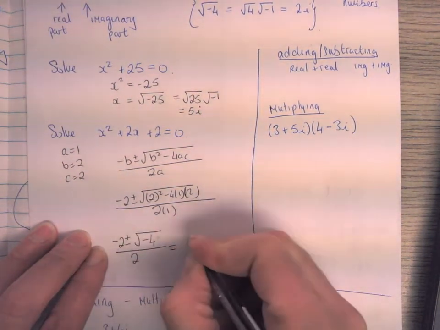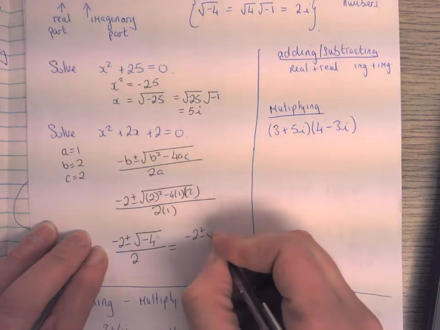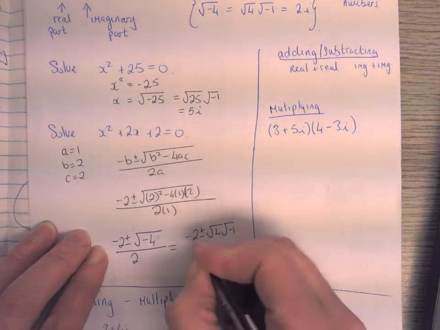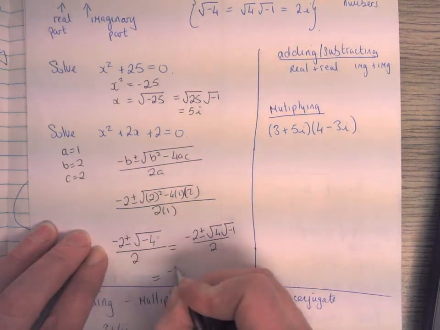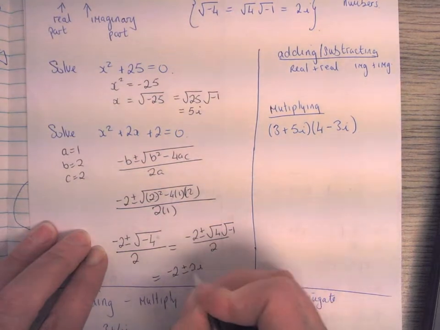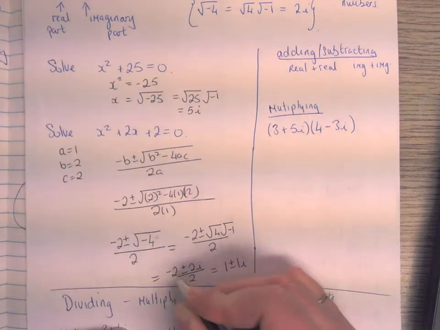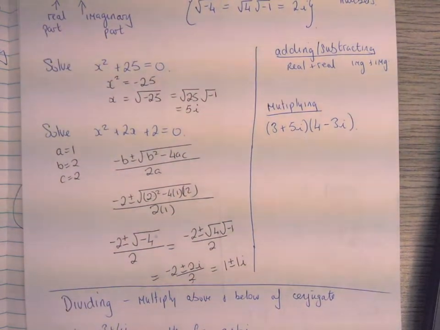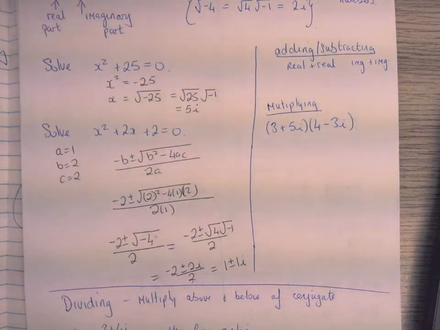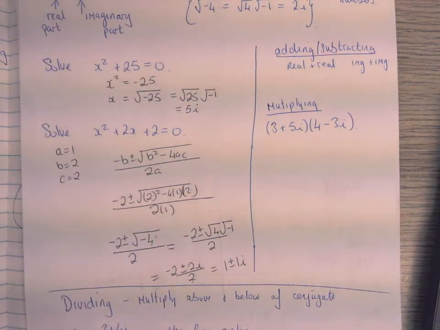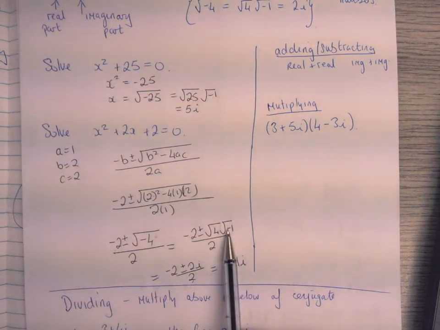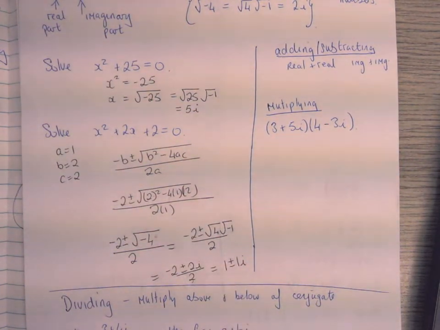So then that becomes minus 2 plus or minus the root of 4 by the root of minus 1, over 2, which is minus 2 plus or minus 2i over 2, which is minus 1 plus or minus 1i, because you can divide them both by 2. Does that make sense? So the root of minus 1, that's the imaginary bit.